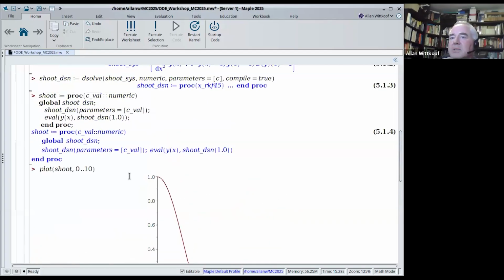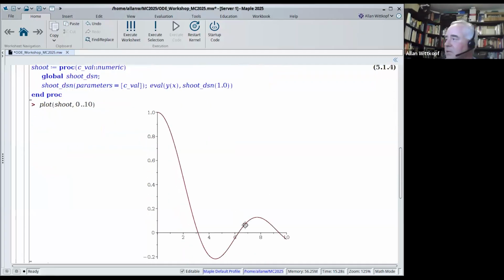Oh, I should mention. Yeah, so what this objective function is, it's taking the parameter value in and giving the value at x equals 1 out. So what we're looking for here is a C value where we're getting a 0. And we can see here a little past 3, a little past 6, between 9 and 10. So we've got 3 of them that we can see right away.